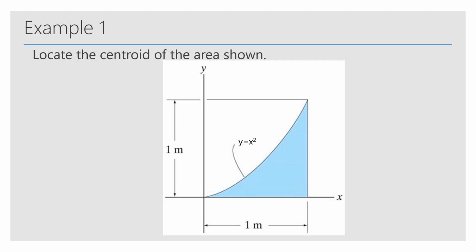So let's take a look at our first example. It asks us to locate the centroid of the area shown below. And here we're given that y equals x squared represents this area. And then we have a distance of 1 in the x and y direction.